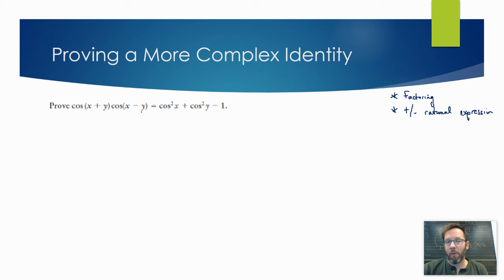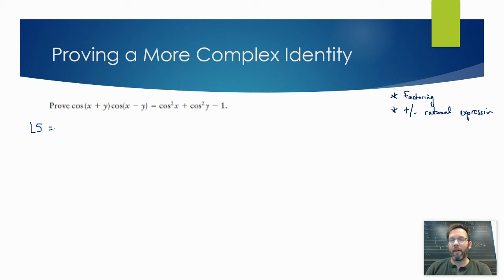So cosine of x plus y times cosine of x minus y equals cosine squared x plus cosine squared y minus 1. It's a pretty cool looking one. And let's dive in. We're going to solve this one by starting with the left-hand side.